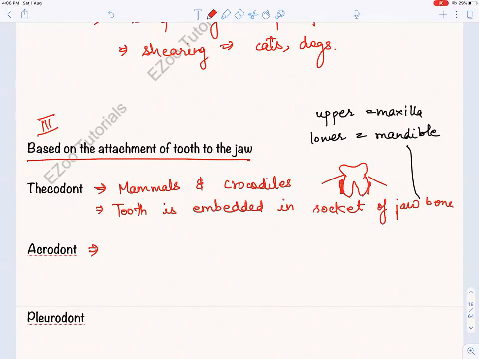So let us do this classification based on the attachment of tooth to the jaw. We did thecodont. Now we will do acrodont. I told you that in fishes and amphibians, the teeth are of the same shape. If these are the teeth of the same shape, this is the jaw. They are not attached to any socket, right? The tooth is not attached to any socket.